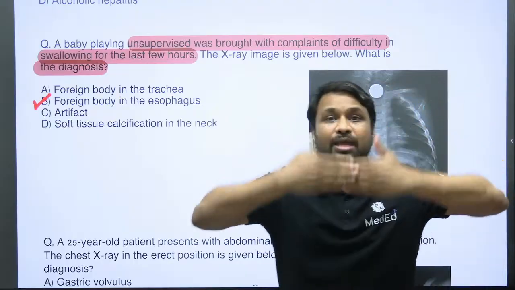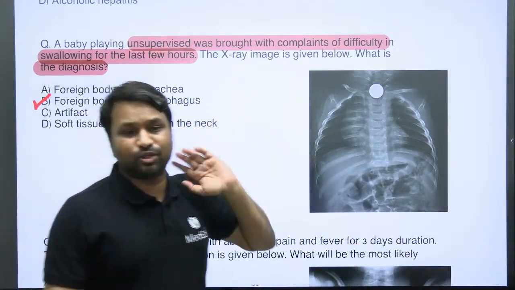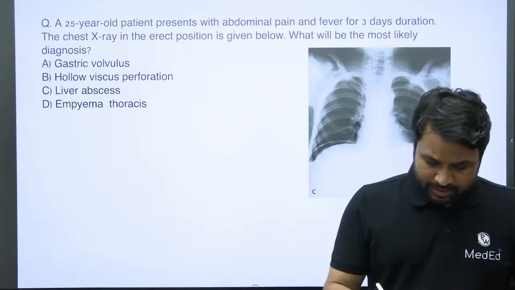ठीक है? अगर AP view में पूरा coin दिख रहा है, it is going to be esophagus. अगर lateral view में पूरा coin दिख रहा है, it is going to be trachea. As simple as that. इससे बड़ा कोई component है ही नहीं. ठीक है? चलो. Next question.